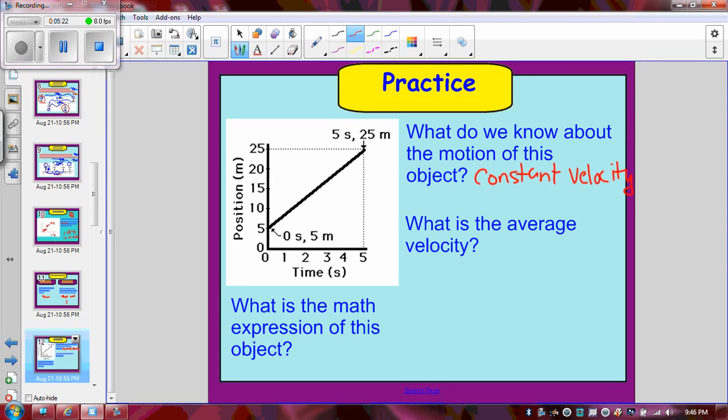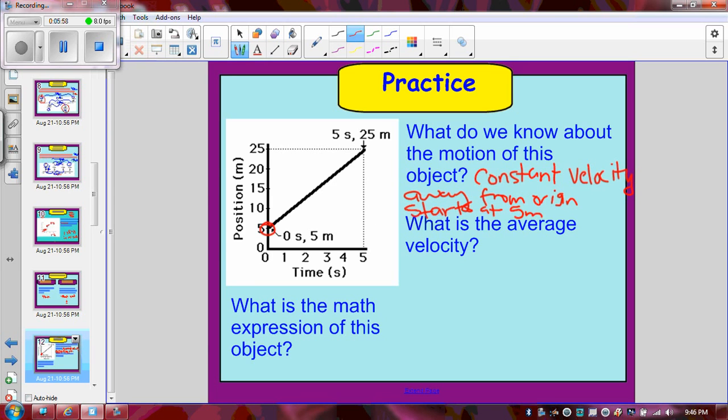What else do I know about this object? Well, I also notice that the slope is positive. Do you remember what a positive slope indicates? A positive slope indicates that it's moving away from the origin. And finally, one more important piece of information to note is that this object does not start at the origin. Notice at time equals 0 seconds, the object actually starts up here at the 5-meter mark. So I'm going to say the object also starts at 5 meters.